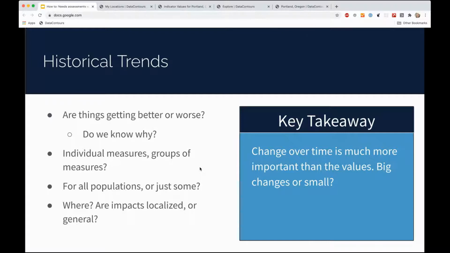So that, what we would call a framework, a group of indicators, can be a really helpful way of synthesizing, again, hundreds of data points in a way that will make sense for folks. And then doing a population breakdown: are you seeing the same movement over time? Are things getting better or worse for all populations, or just some or none? And then also a geographic component. Where are things getting worse? Are impacts localized, or are they general?